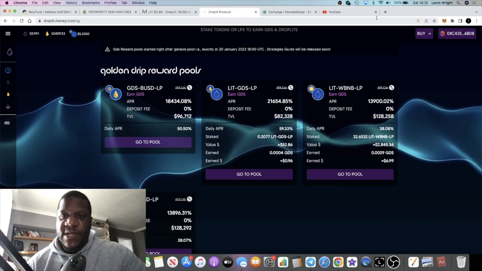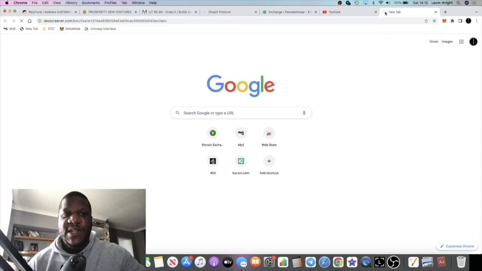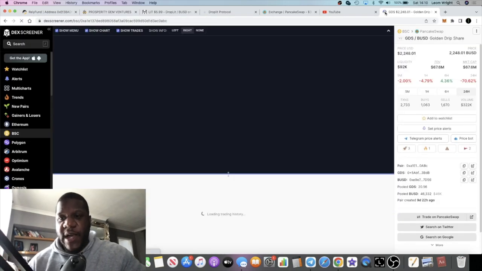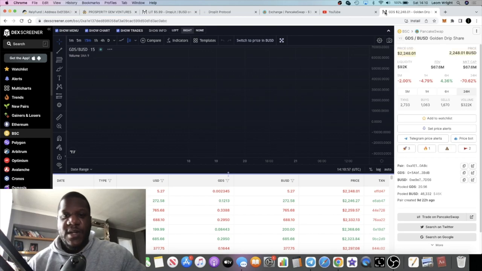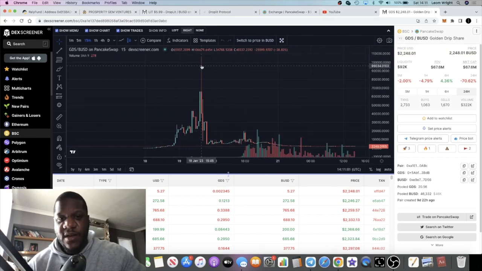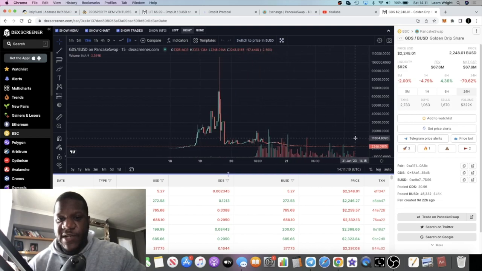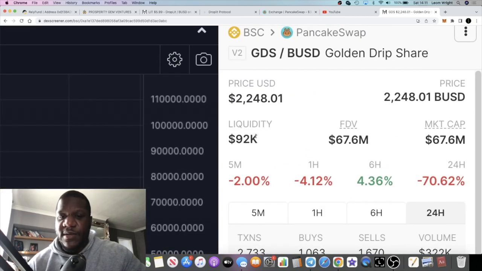But let's just pull up the GDS chart. Because the GDS price has come down, and these are times when you want to buy the share tokens, when they've come down after this crazy upside right here. You can see this has gone all the way to like 106k. Right now it's down to about $2,248. So this is the perfect time to be accumulating this if you're going into the boardroom, which goes live in about 4 hours. And the liquidity is very good.